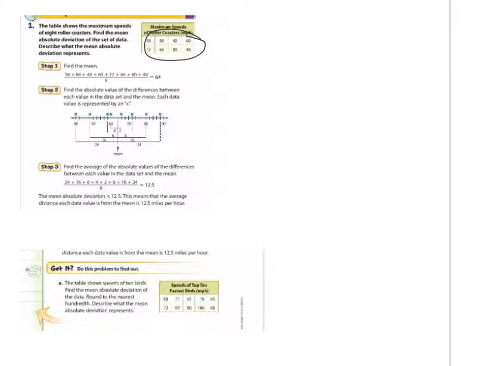So you'll see they took 58, 88, 48, 60, 72, and they basically added all those numbers up, divided by 8 because there are 8 numbers in the data set right here. When you divide, you get 64. All right, so your mean is equal to 64.